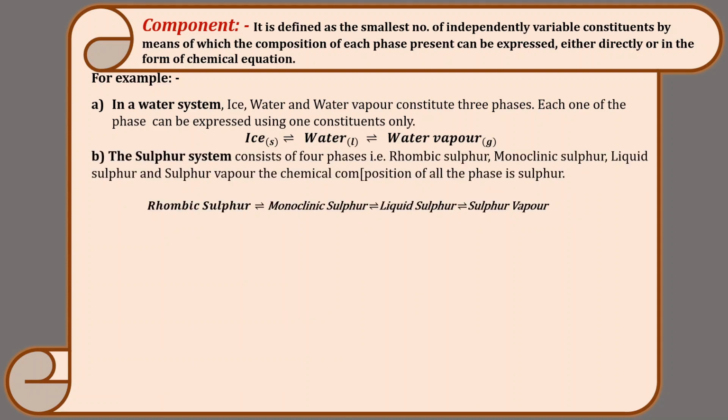Then next is the sulfur system. Basically sulfur consists of four phases, that is rhombic sulfur, monoclinic sulfur, liquid sulfur and sulfur vapor. The chemical composition of all the phases is sulfur. So rhombic sulfur in equilibrium with monoclinic sulfur, in equilibrium with liquid sulfur, in equilibrium with sulfur vapor. So it is a one component system because in each phase there is only sulfur. Then a mixture of salt and water, that is a salt solution, consists of salt and water. So it is a two component system.